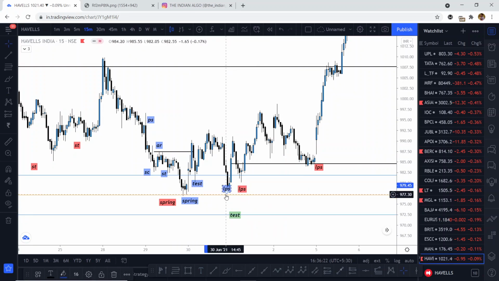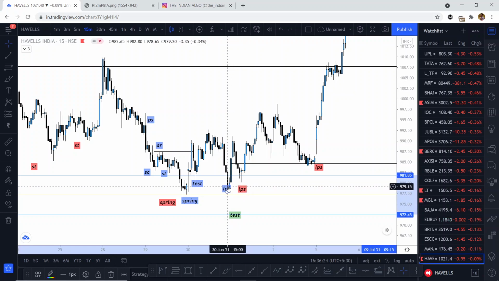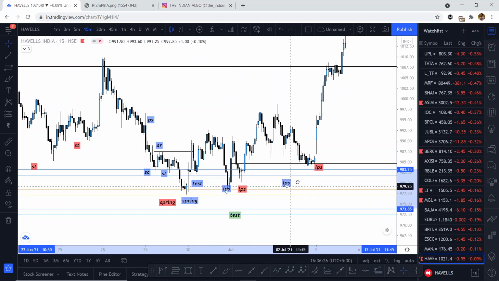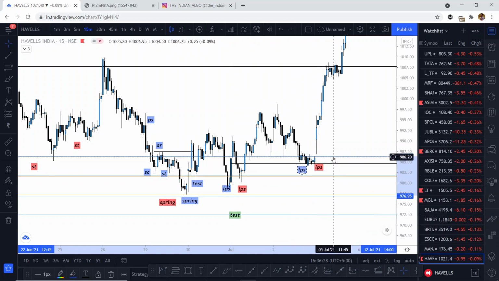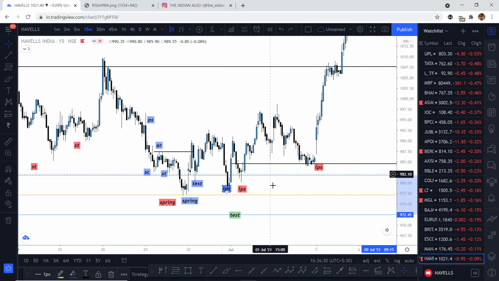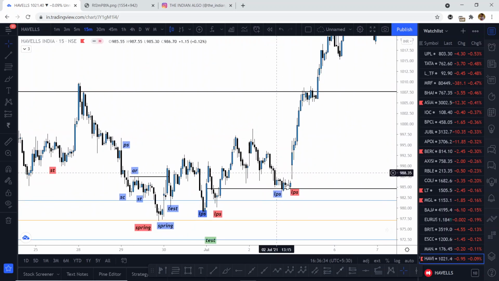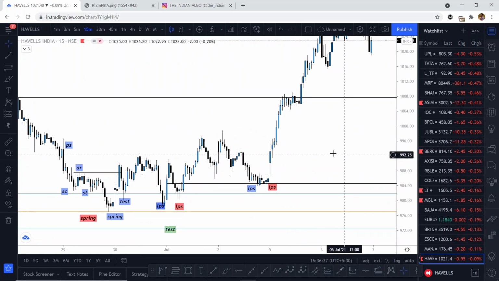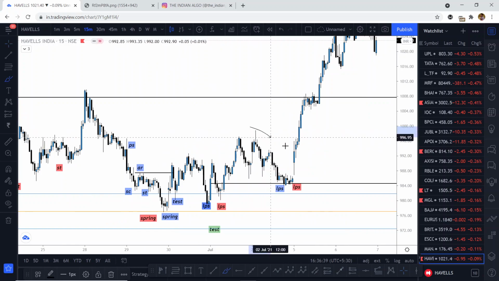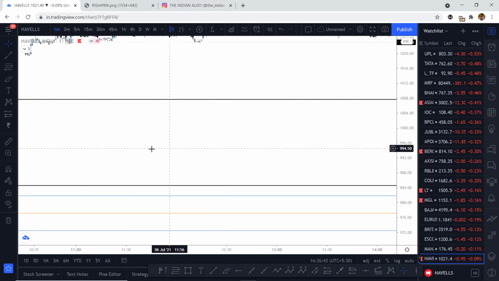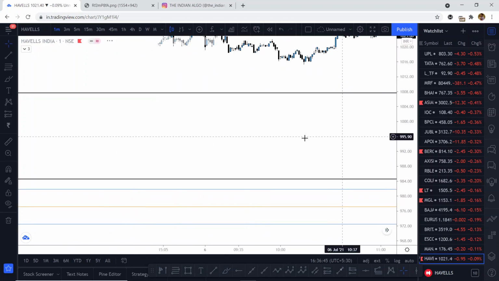So the LPS for the 1 hour and 15-minute are the same. Then we have another LPS right here, and this is where the price went higher. Now I'll make you analyze this part on the 1 minute time frame, right? So let's go to the 1 minute time frame and let's identify what the price is doing here.